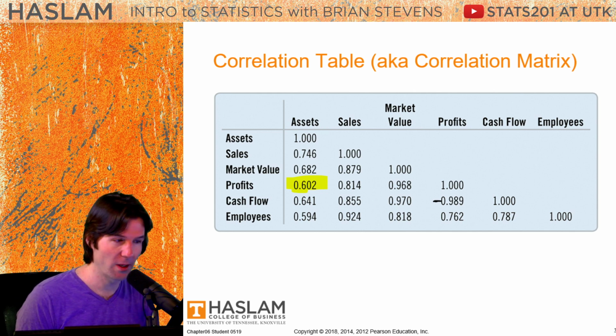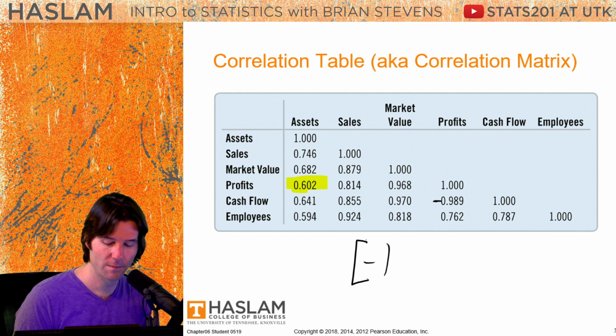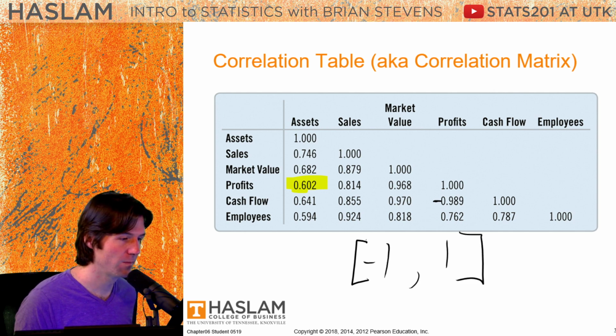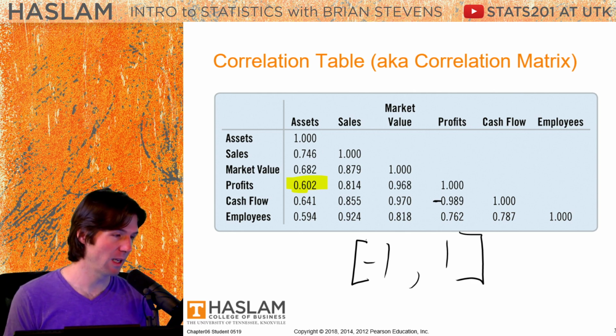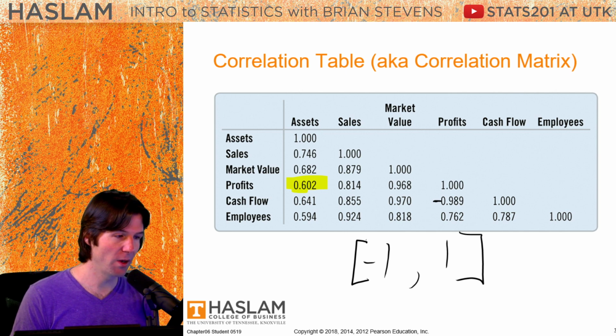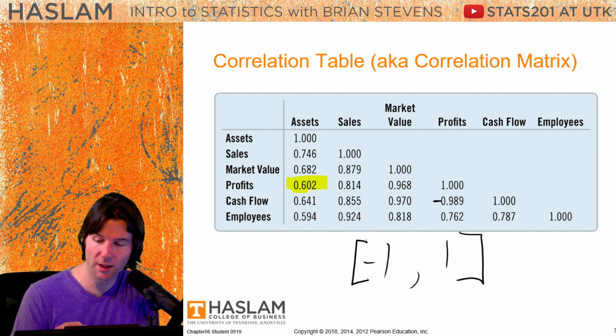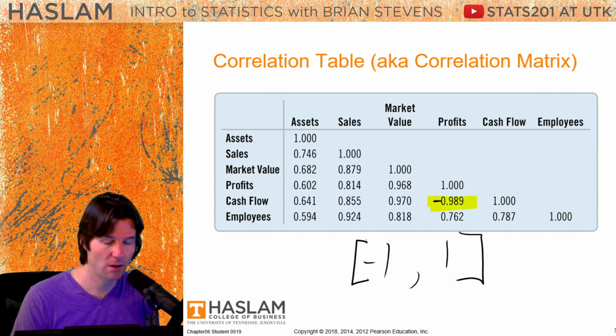And I'll put a note down here at the bottom. And there go profits and cash flow. You are right, Devin. So the strongest correlation, even if this is negative, is still this. Strength is how close something is to -1 or 1.